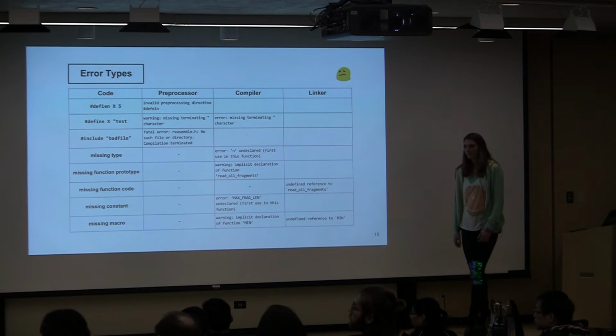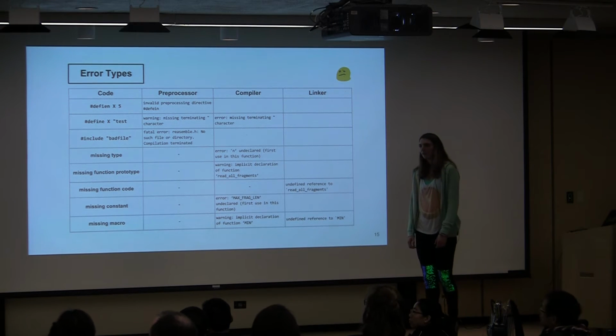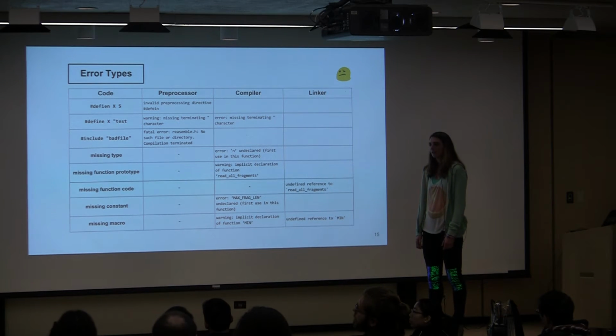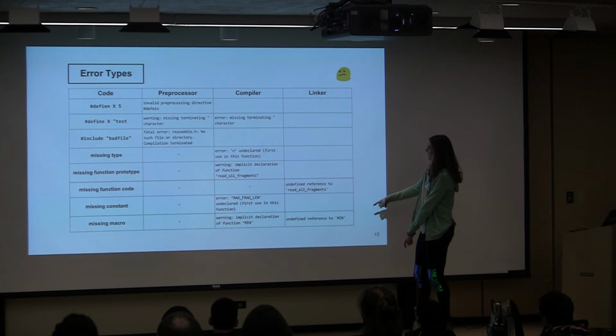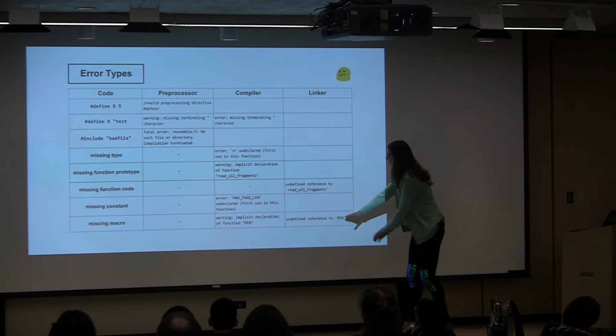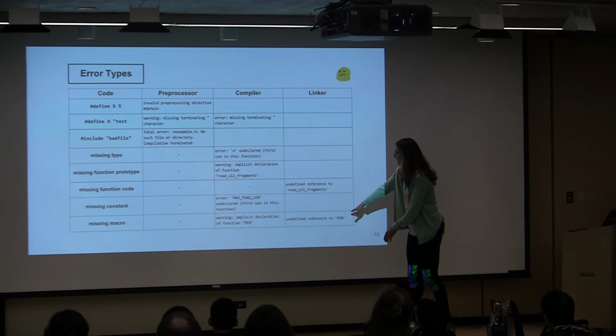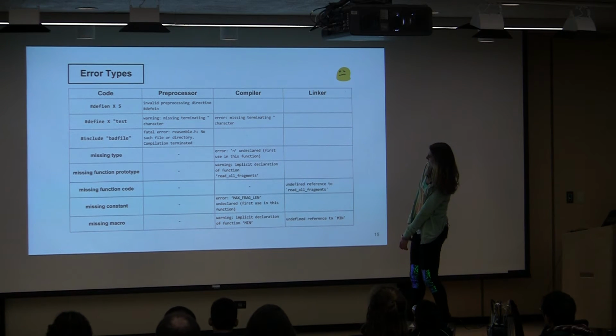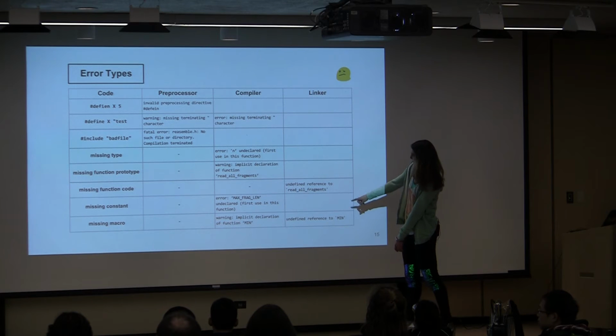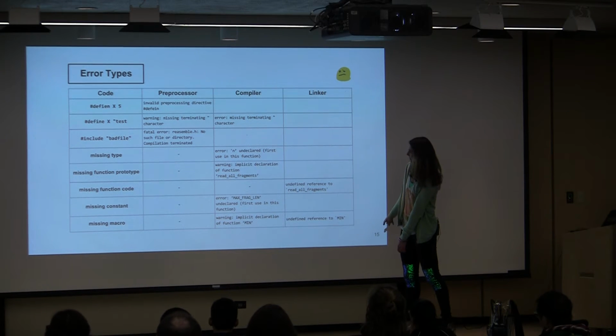Yes? For the missing constant and missing macro, how will the compiler know that it's a constant or macro if you've never defined it? Exactly. That was why this warning and error is the same as this one. Well, not quite the same because it's completely gone there. The compiler doesn't know that it's a macro.